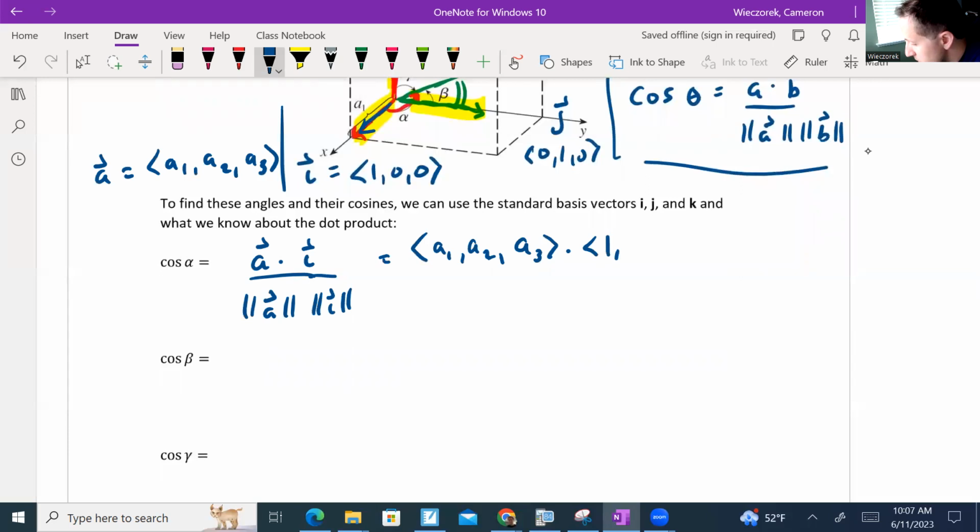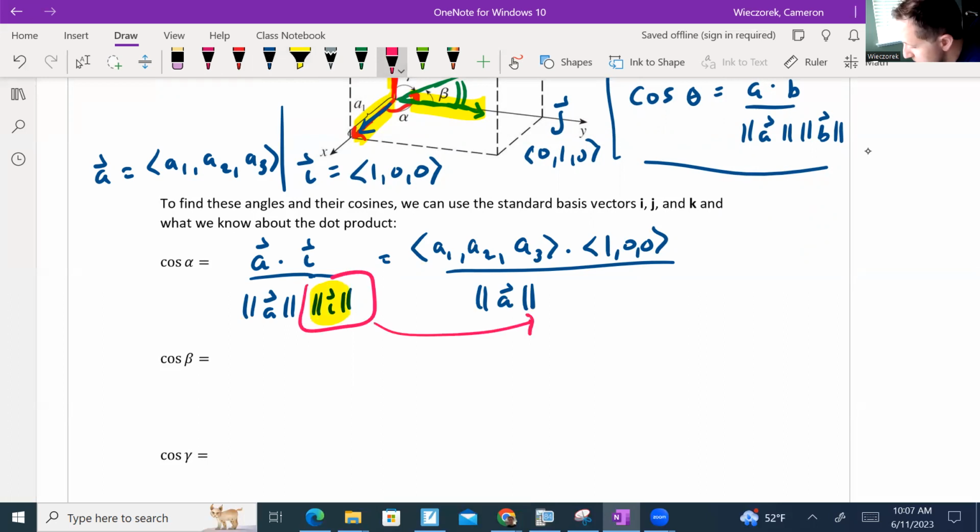I is 1, 0, 0. The magnitude of A, we don't really know what A is, so we're just going to leave it like that. The magnitude of I, this is where you have to know your definitions. This is a unit vector, so the magnitude of I would be 1. And so I'm going to get A1 times 1. A2 times 0 will go away. A3 times 0 will go away. So I just get A1 over the magnitude of A.